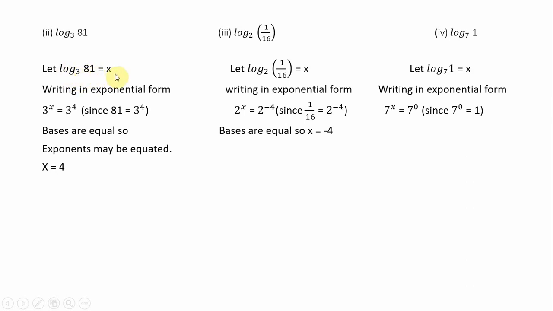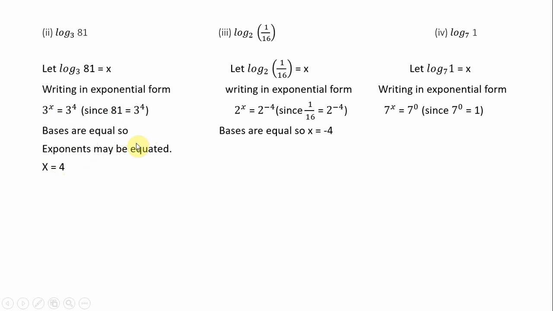Log 81 base 3 is equal to x. Writing in exponential form, this is the base and this is the value, so 3 power x is equal to 81. Now do the prime factorization of this 81 with 3. Why do we need to do it with 3? Because we have 3 on the other side. Prime factorization of 81 is 3 power 4. Now the bases are equal, so exponents may be equated directly.